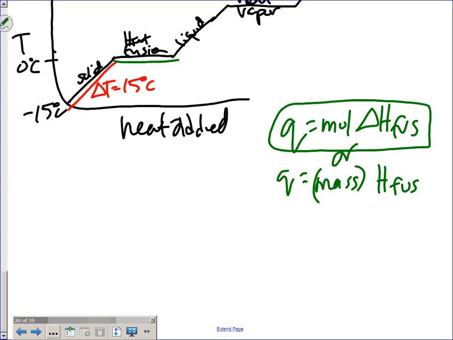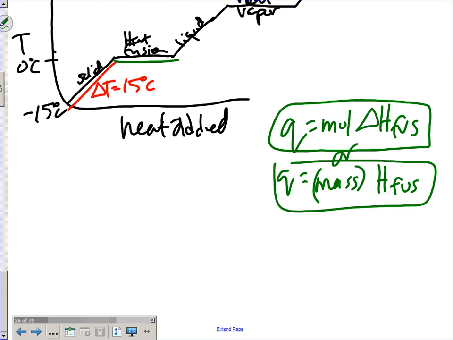Do you see that one? What's the number that's given to you with the HF there? 334 what? Joules per gram. So they've given us another chance to use grams if we need to, which might be helpful for us. So we're going to use this shortly. Okay. So we know the temperature change equation is relevant here. Then the non-temperature change equation, which is heat of phase change.